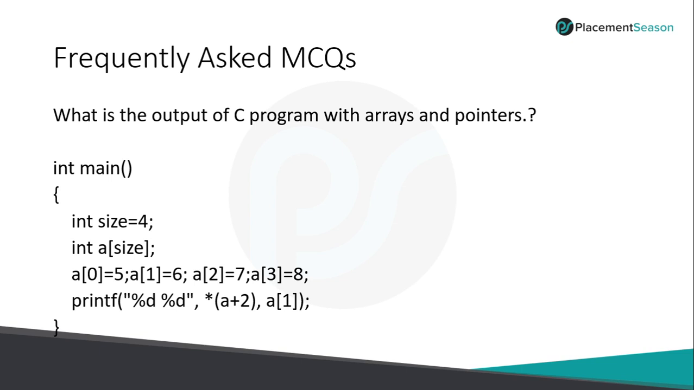I have declared an array a with a size variable declared above this, and given a of 0 is 5, a of 1 is 6, a of 2 is 7, a of 3 is 8. Both are %d, so don't worry, it won't print any address. You can simply answer the value in this.